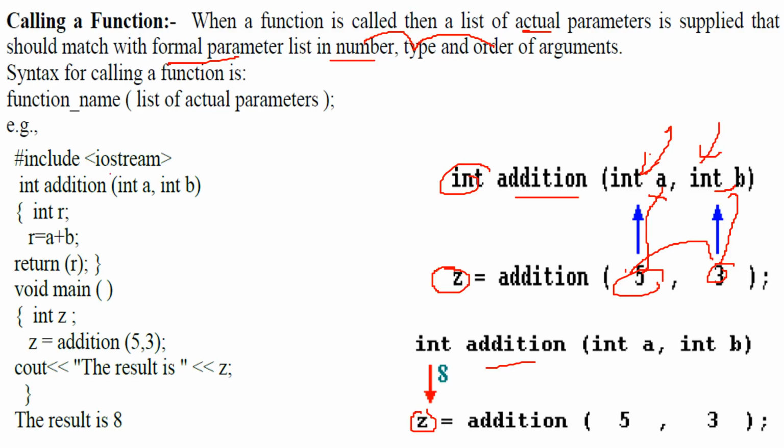Now this function has to be written by ourselves. So we have the function name, then we have the list of actual parameters. This is a simple syntax, similar to the library function.